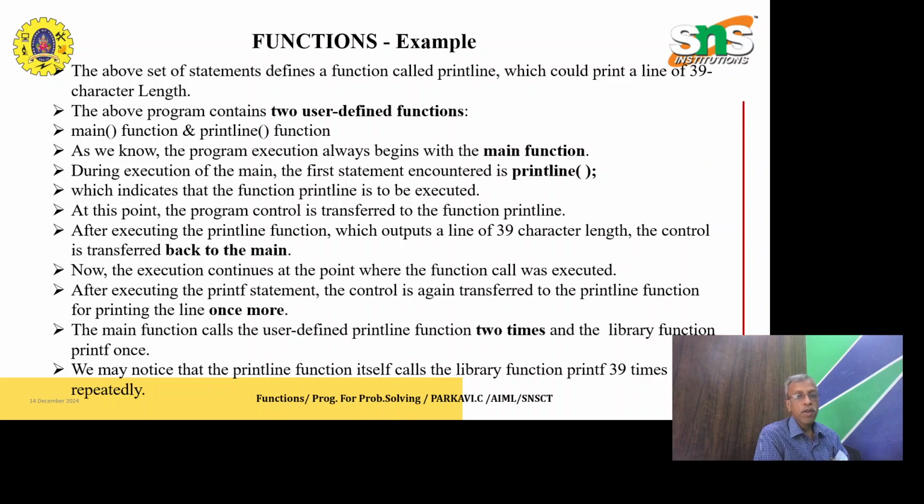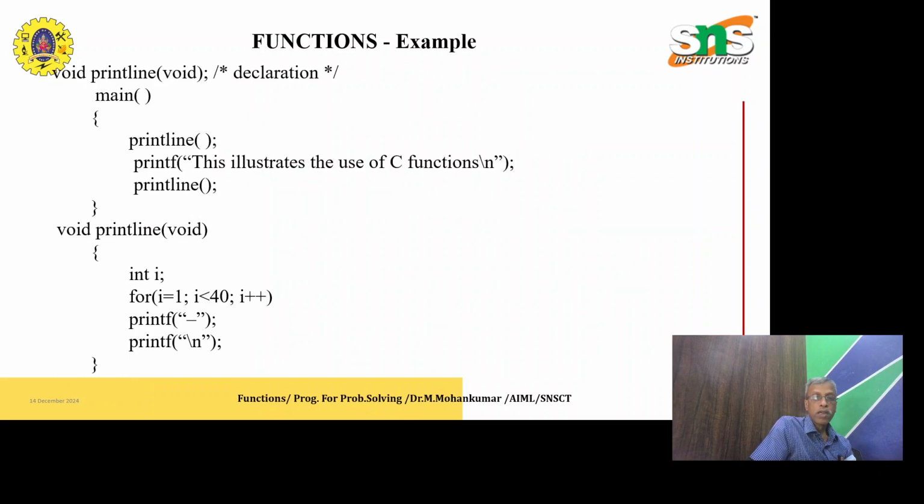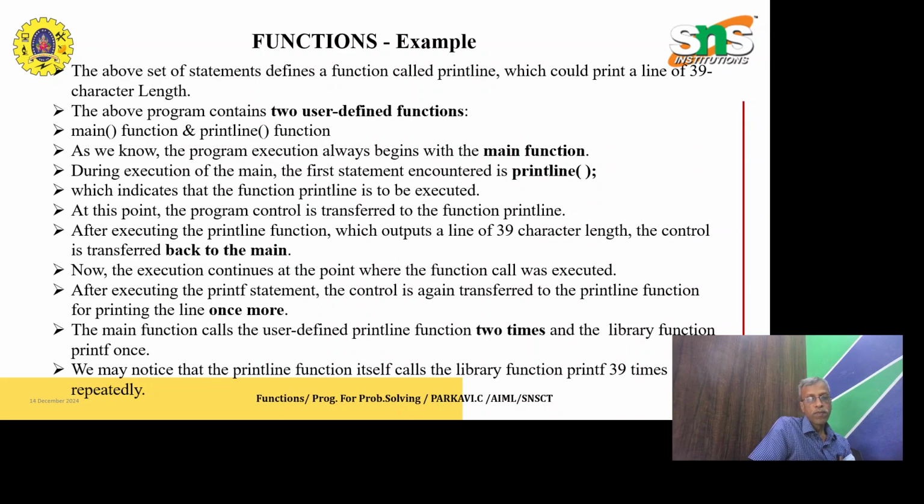After executing a printf statement, the control is again transferred to the printline function for printing the line once more. The main function calls the user-defined printline function 2 times and the library function printf once. We notice that the printline function itself calls the library function printf 39 times repeatedly. This is an example of how we declare this type of approach in our functions.